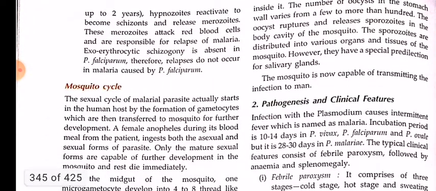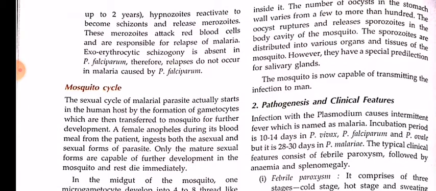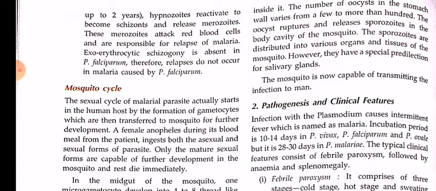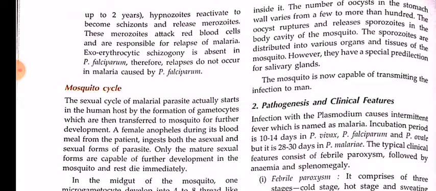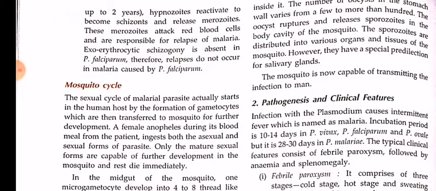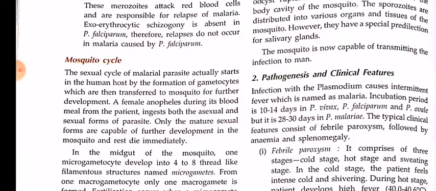Up to 2 years, hypnozoites reactivate to become schizonts and release merozoites. These merozoites attack red blood cells and are responsible for relapse of malaria. Exoerythrocytic schizogony is absent in Plasmodium falciparum. Therefore, relapses do not occur in malaria caused by Plasmodium falciparum.